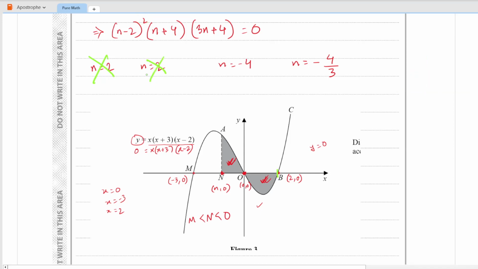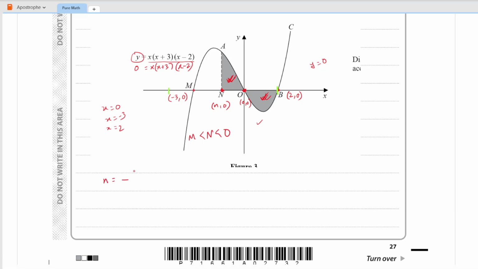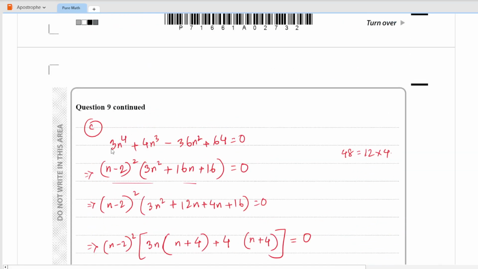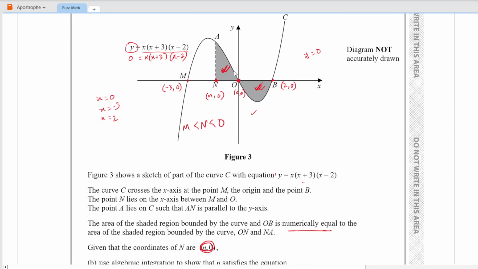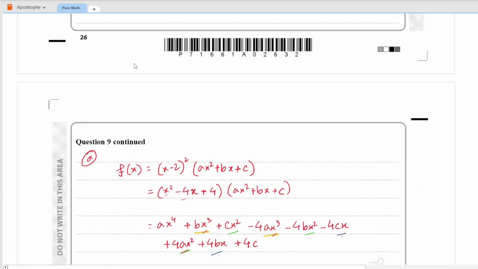So this can't be the value of n, because we know n is between negative 3 and 0. This is right here, so this can't be true as well. This is negative 1.33, so this is our answer. So n is equal to negative 4 over 3. And as I've said before, since A is on C, we can use this equation. Okay, we know the x value, so we can easily calculate the y value.